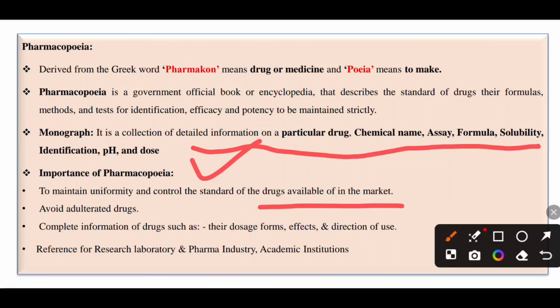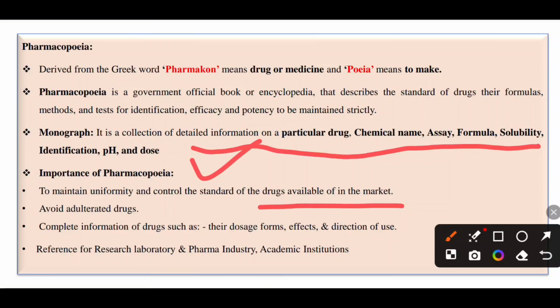If you don't follow the pharmacopoeia and prepare paracetamol tablets by your own procedure, definitely all the paracetamol tablets will show different actions. So to maintain uniform therapeutic action, you have to follow the pharmacopoeia. All manufacturing companies, before manufacturing paracetamol tablets, have to follow the pharmacopoeia to maintain uniformity and avoid adulteration.